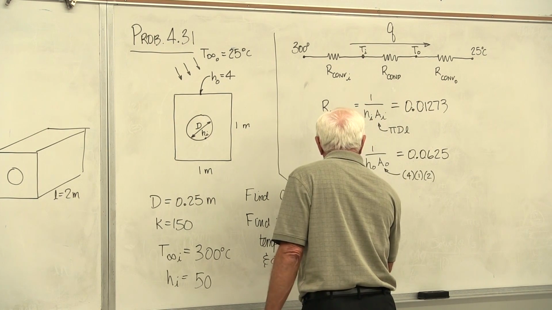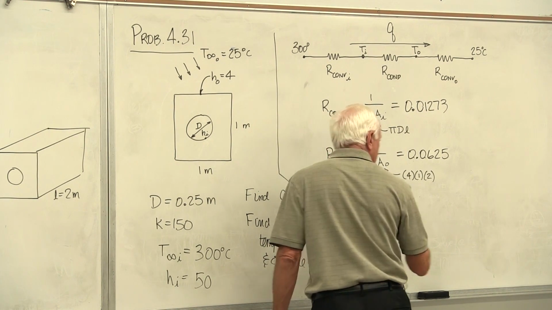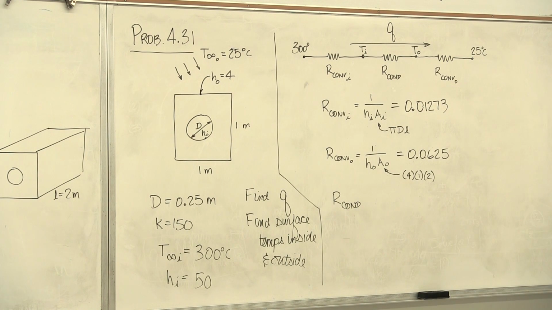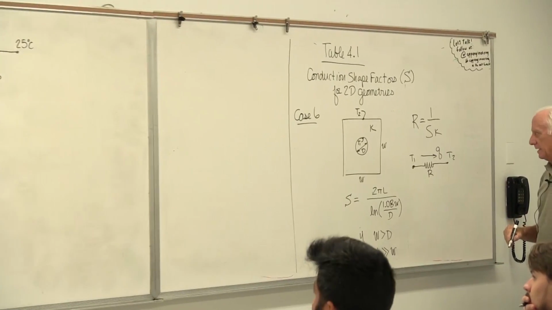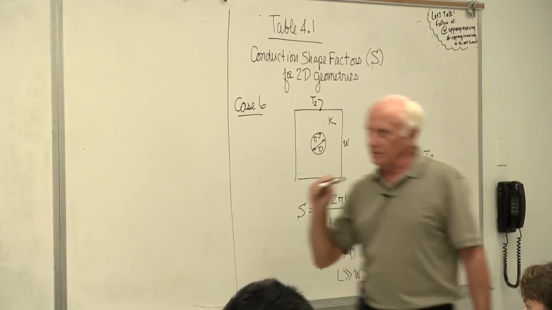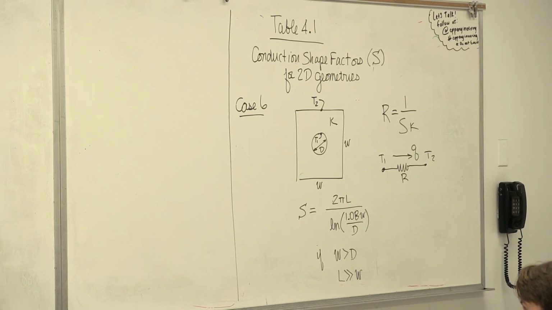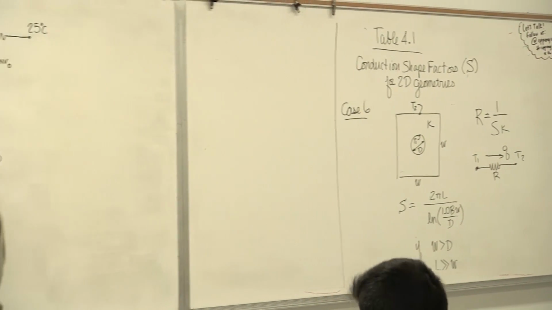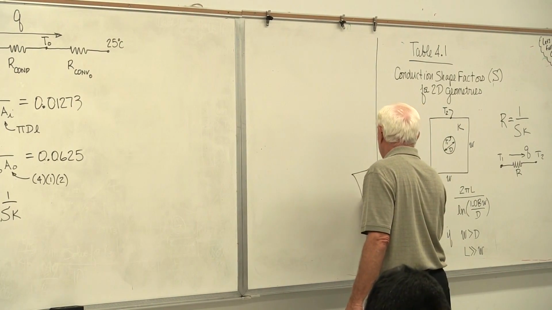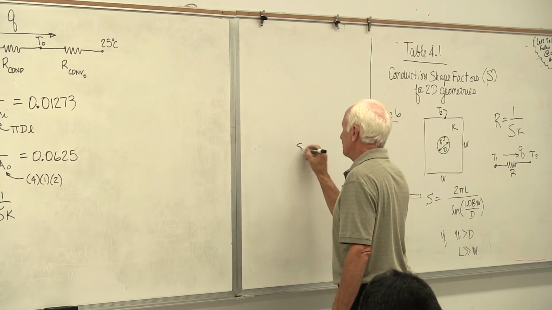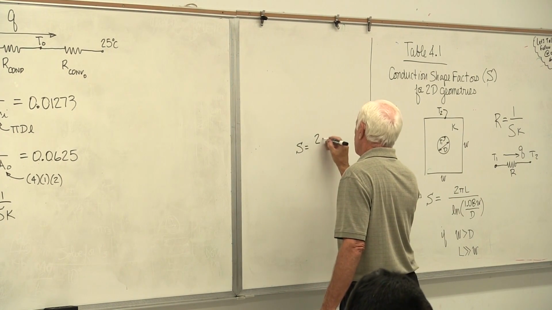Okay, and the third resistance is R conduction through the 2D body. Remember what we did over here. I'll just remind you again. We said you can model this by a resistance with a heat flow Q with T1 and T2. And that resistance is 1 over SK. We put that resistance over here, 1 over SK. All right, have to find S. For this geometry, S equals 2 pi L.